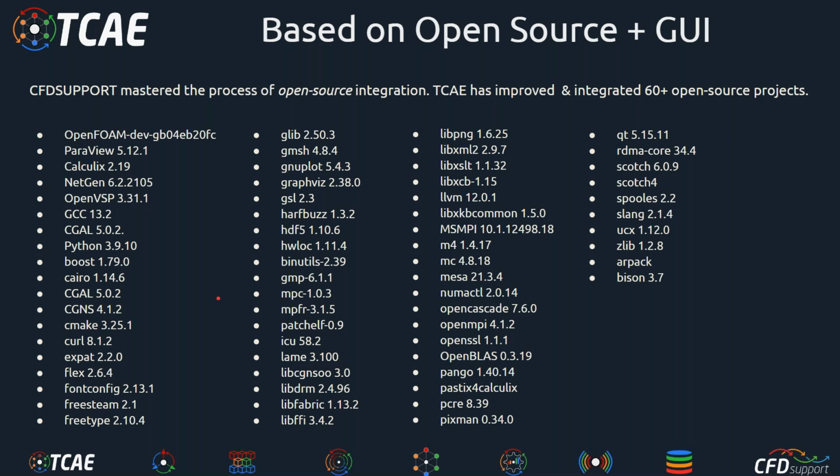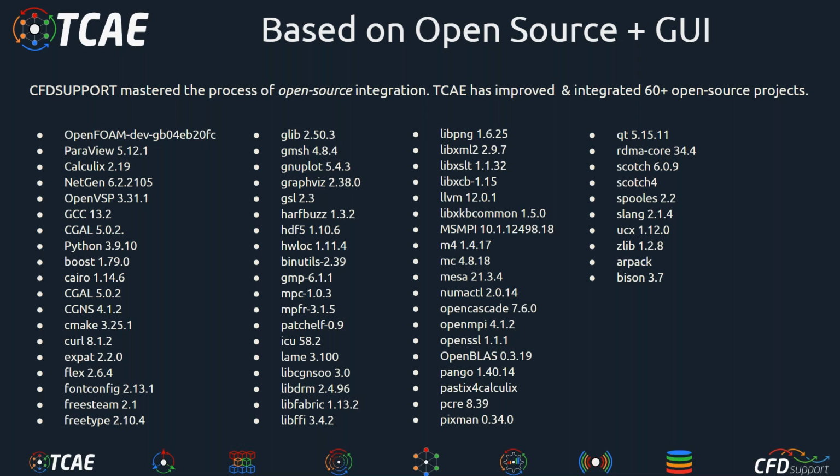I guess the last very important point is that TCAE is based on open source. That means that there are a lot of open source codes integrated in TCAE. In fact, there are more than 60 open source codes. And this is what we acquired over the time. We have mastered the process of how to use the open source, which is freely available out there, and make it usable for the users in the industry with very high added value. And this is really important.